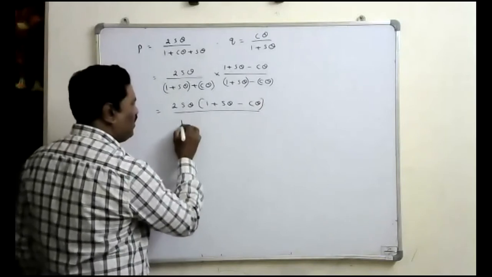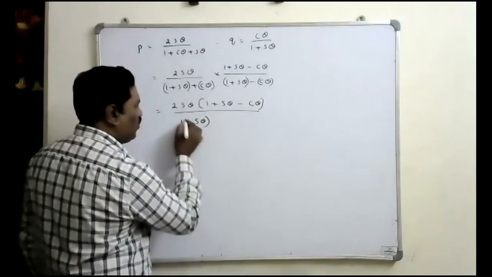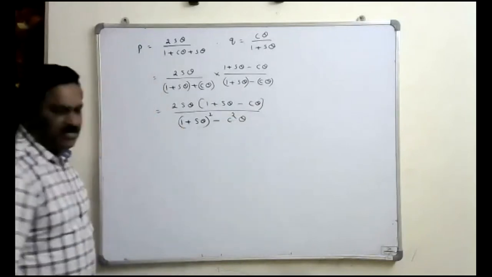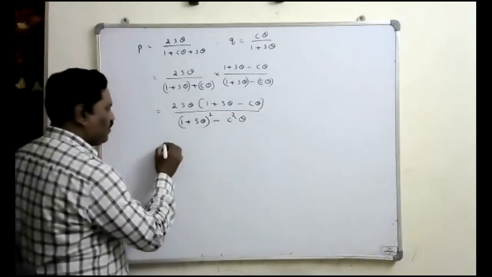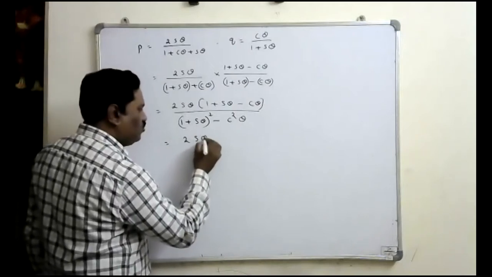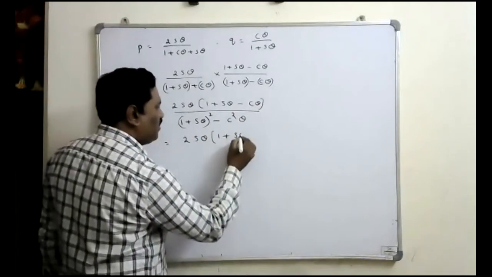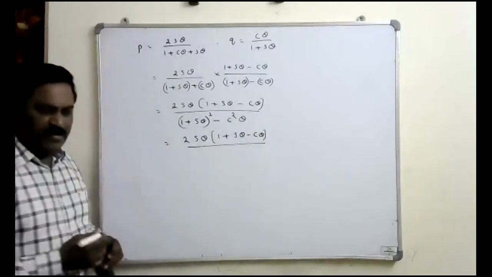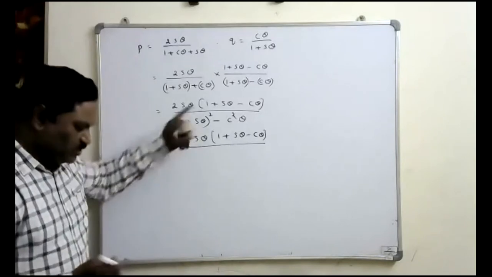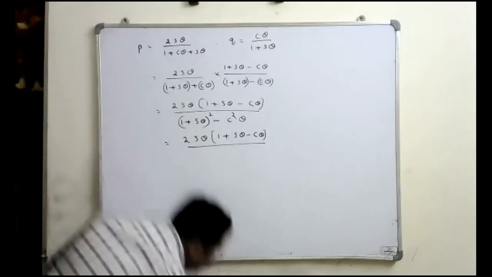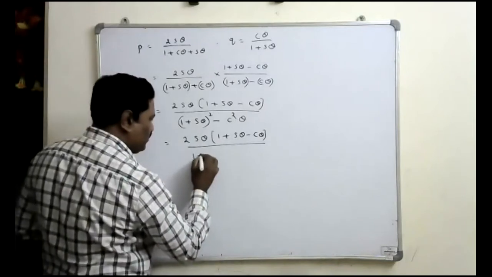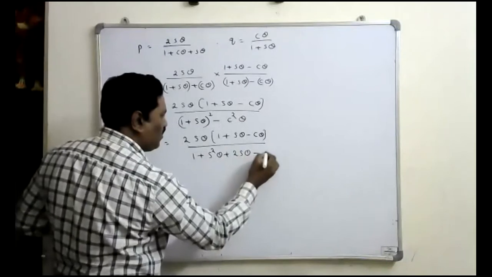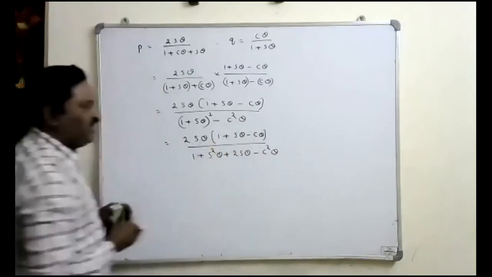A square means you get 1 plus sin theta whole square, minus b square means cos square theta, we will get in the denominator. Okay. Then it is 2 sin theta into 1 plus sin theta minus cos theta upon. Now we will expand the denominator. It is a plus b whole square. So if you expand this, 1 square plus sin square theta plus 2 sin theta minus cos square theta. This is what we are getting.